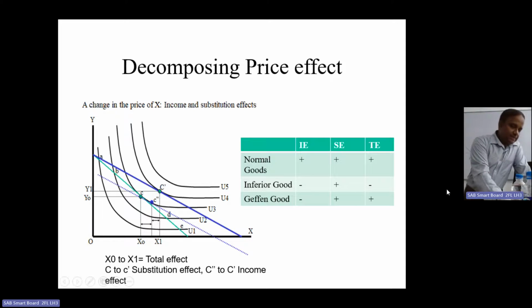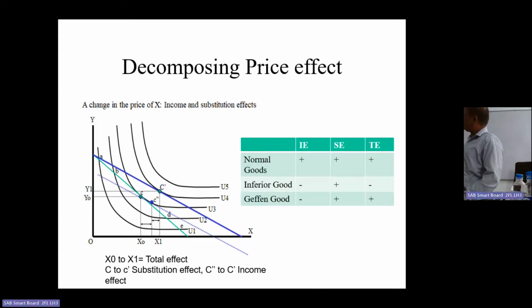So in the Giffen case, the total effect is positive. That is how we differentiate between the inferior good and the Giffen good, by looking at the total effect. For an inferior good the total effect is negative, but in the case of a Giffen good the total effect is positive, since there is a higher substitution effect than the income effect. So we can identify that.